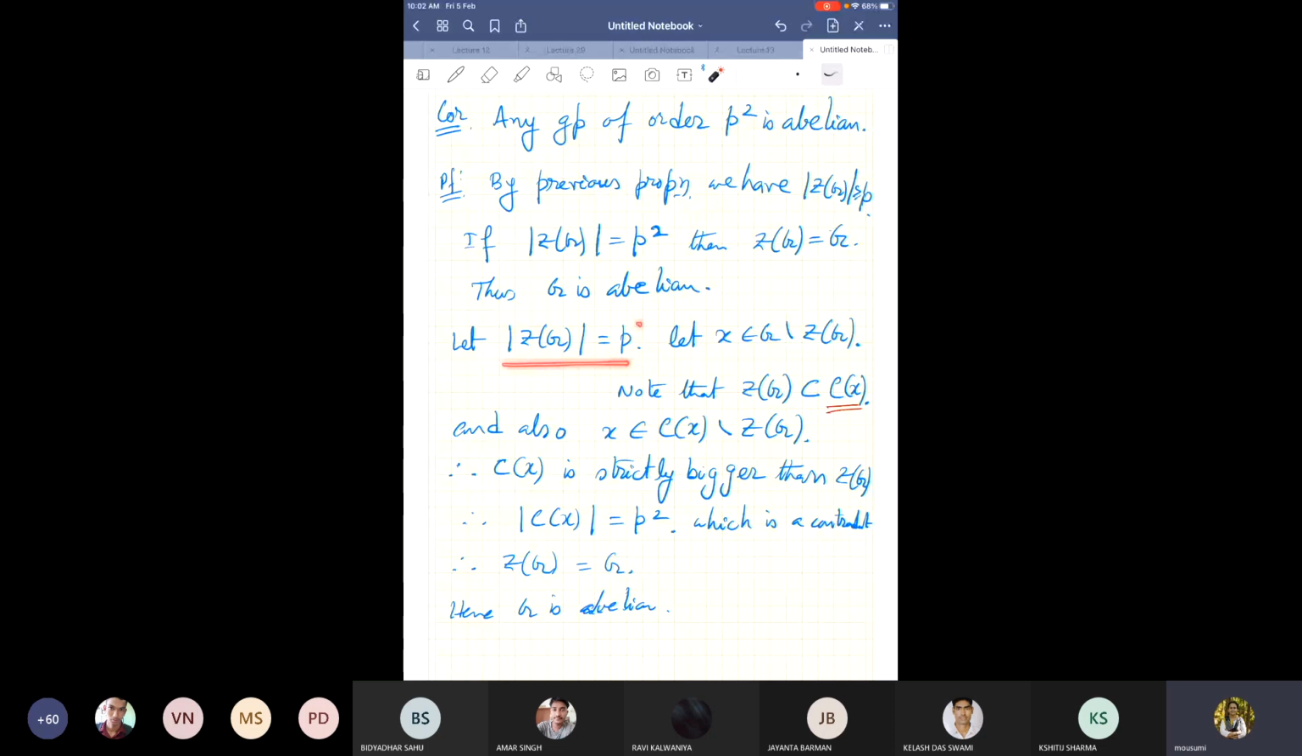But what is the order of the group? Order of the group is P square. So since the centralizer is a subgroup, its order will be a divisor of the order of the group. For P square, what are the possible divisors? 1, P and P square. And it has to be strictly bigger than P, so therefore it has to be equal to P square. Is this fine? Yes, ma'am. Okay, so now I will do one more corollary and then I will give you a break.